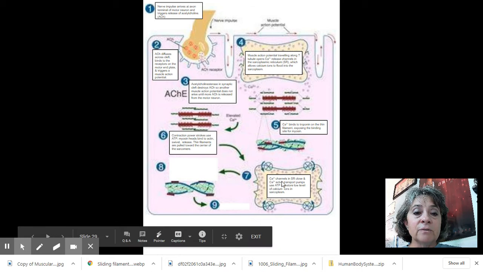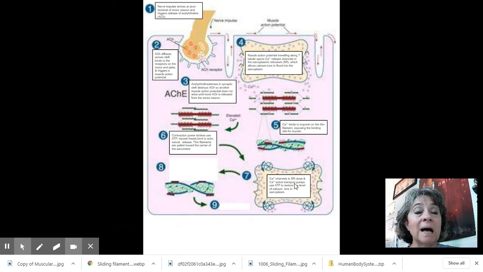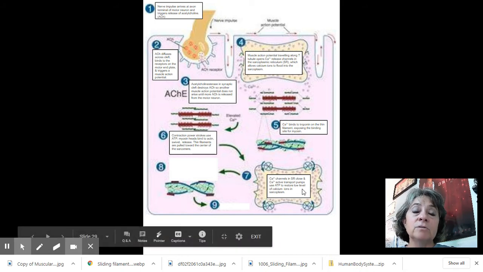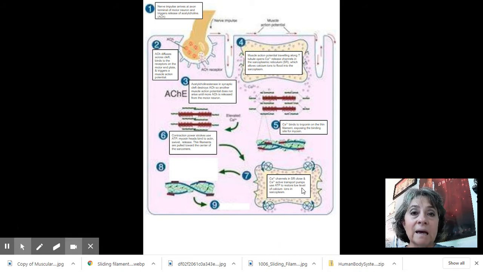If it's active, what does it need to do in order to work? It's going from high to low or low to high? Yes, it's going from low to high. So in order to pump it out, it has to use ATP. So ATP is used to bind this here and make it happen, and also used to pump out the calcium back where it was before, so muscle contraction can happen over and over again.